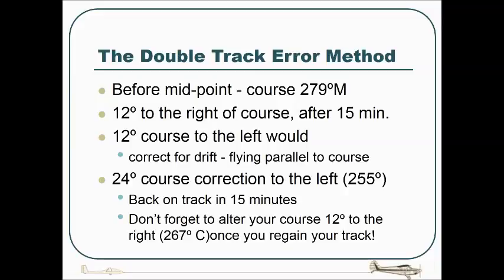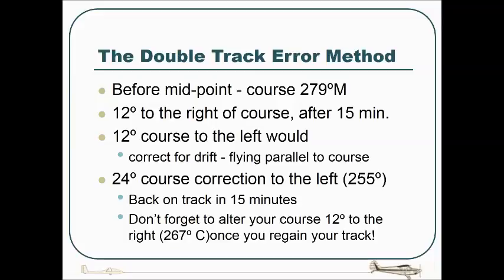So what we're going to do is a 24 degree correction to the left, which means 255 degrees. And this is why we call it the double track error method, because what we're doing is doubling the track error. So our track error is 12 degrees. We look on our map. We see that we're just outside of that drift line to the right. We see a landmark on the ground, etc. Think, oh, we've got to correct for this. If you change course 12 degrees, it'll basically put you parallel, change course 24 degrees, it'll bring you back.